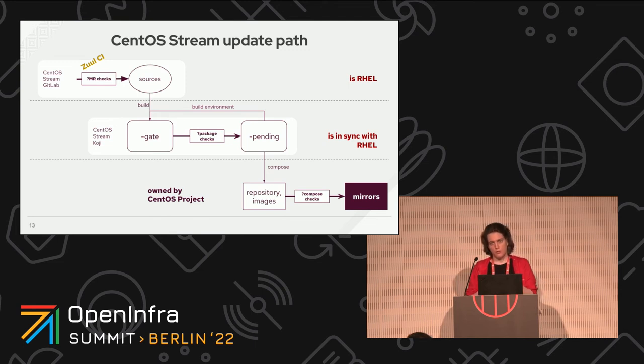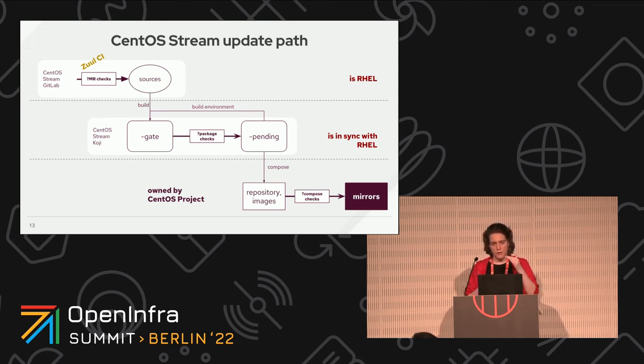And this is where this circle of dependency plays its role. This pending tag becomes the build environment for the next set of updates. So this is the environment which is used by the next series of merge requests and artifacts to be built. And then there is a certain periodic job to create composes, which are like repositories and images with a snapshot of the current state of the distribution, which then also go through compose checks and then get published to mirrors.